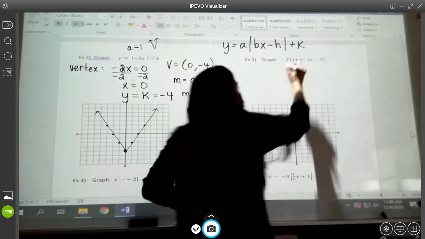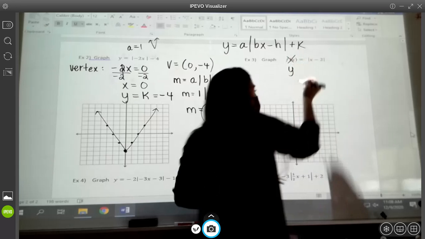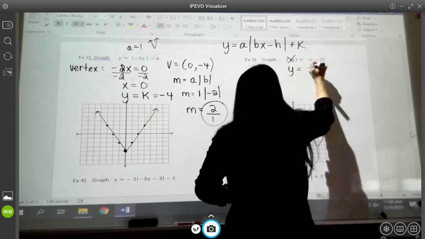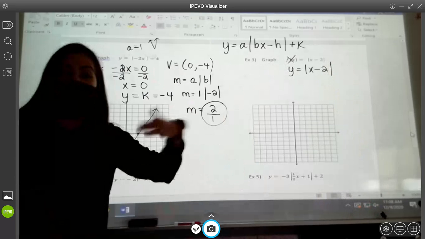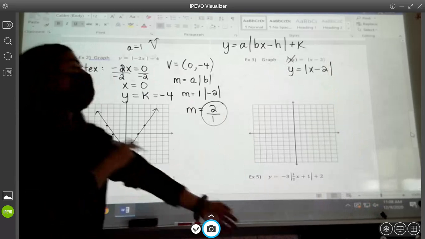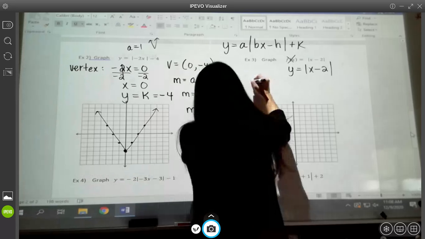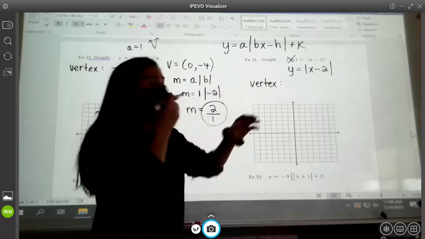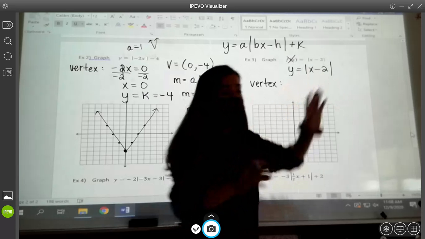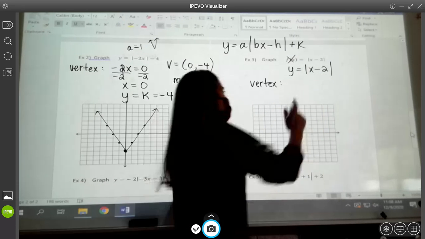All right, let's get that vertex. To get the vertex, take whatever's inside the bars, set it equal to 0, and solve for x. So I'm going to add 2, and I find out that my x coordinate is good old positive 2. All right, my y coordinate, the best part of the whole problem.